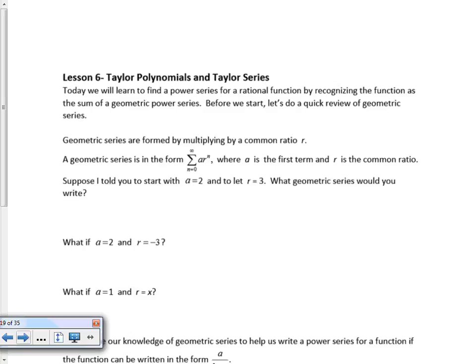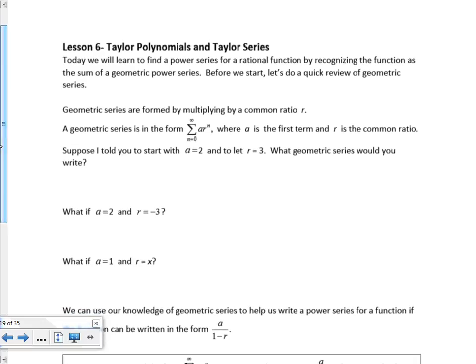Lesson number 6 is about the Taylor series and Taylor polynomial for geometric series. Now, back in Algebra 2, you should have learned that a geometric series is one where the difference between the two terms is a common ratio r. So, for example, let's do these 3 examples. If I start with a equals 2 and r equals 3, if I was to write this in summation notation, this would be the sum n equals 0 to infinity of 2 times 3 to the n.